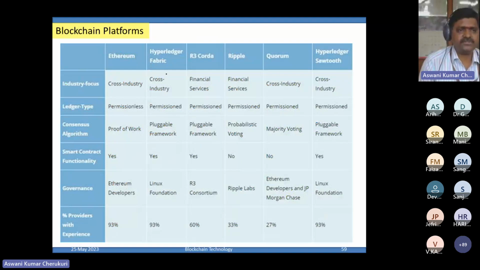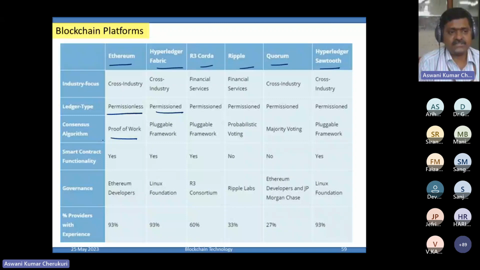If you look at the platforms, there are multiple platforms on which you can implement the blockchain philosophy. If you are familiar with Node.js, you have a way to implement blockchain. And you have platforms such as Ethereum, Fabric, Corda, Ripple, Quorum, Sawtooth, and so on. It all depends upon what type of ledger you want, whether permissionless or permissioned, what type of consensus algorithm gets deployed, and whether there is any smart contract facility.